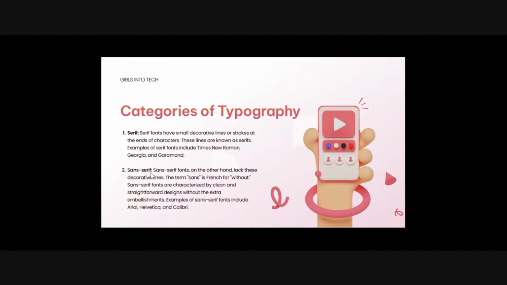So we have the sans serif. Sans serif fonts, on the other hand, lack these decorative lines. The term sans in French is for without, right? Sans serif fonts are characterized by clean and straightforward designs without the extra embellishments. Examples of sans serif fonts include Arial, Helvetica, Calibri. So this Roboto, right, I use Roboto for this text, right? So this is also an example of a sans serif font because it doesn't have the serif, right?